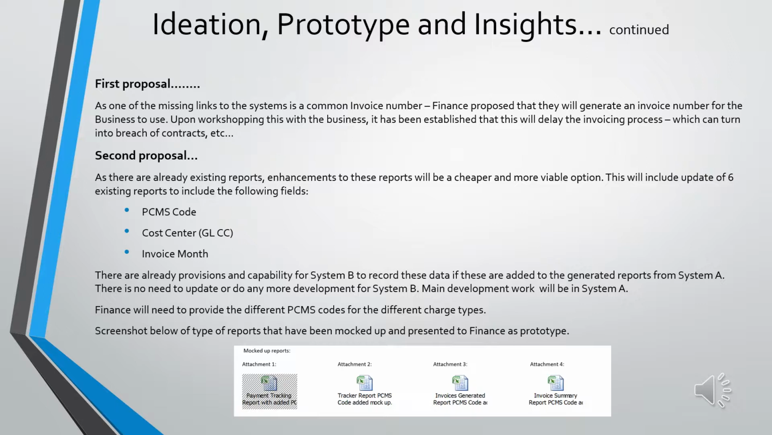During the ideation and prototype stages, there are a few proposals that have been put together. The first proposal came from finance. One of the missing links to the systems is a common invoice number. Finance proposed that they will generate an invoice number for the business to use. So basically, the business will have to wait for finance to issue an invoice number before they can send out their bills.